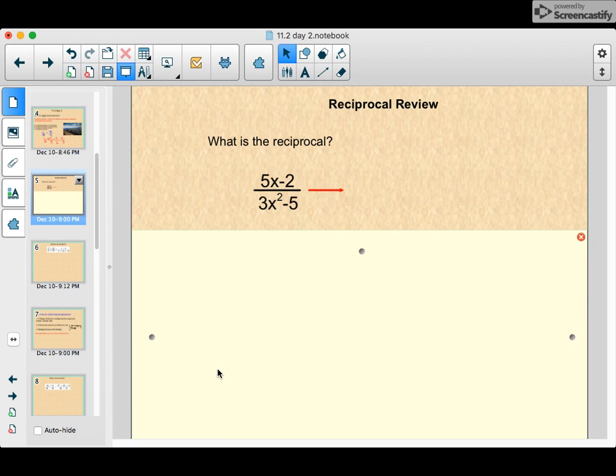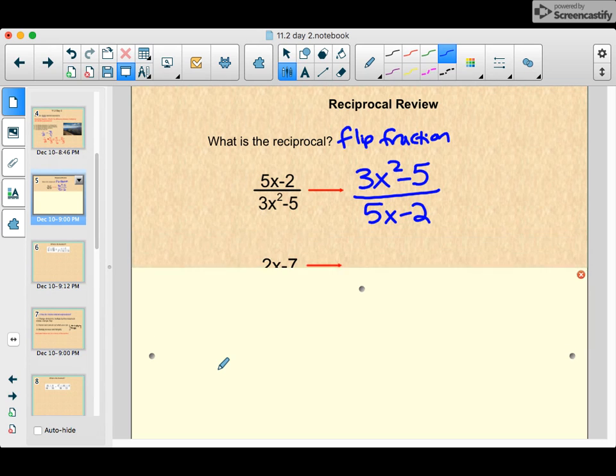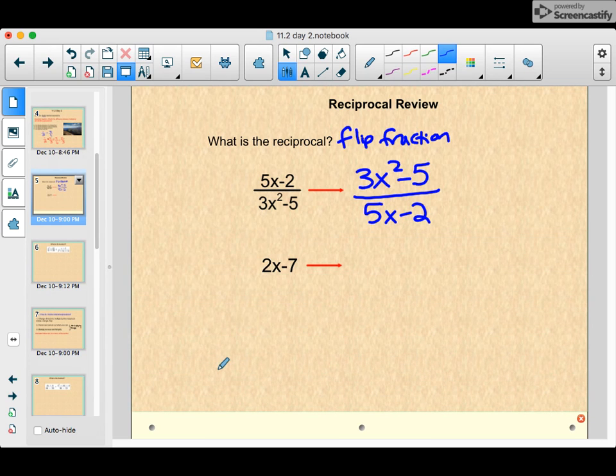So just as a reminder, what is a reciprocal? It's just flipping the fraction around. So for example, this one, the reciprocal would be 3x squared minus 5 over 5x minus 2. That one's easy. The ones people get confused on are like this, because they don't see it as a fraction. Remember that this is over 1. So when you flip it, 1 goes on top and the 2x minus 7 goes on the bottom.